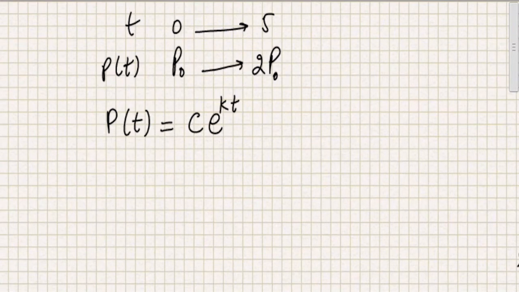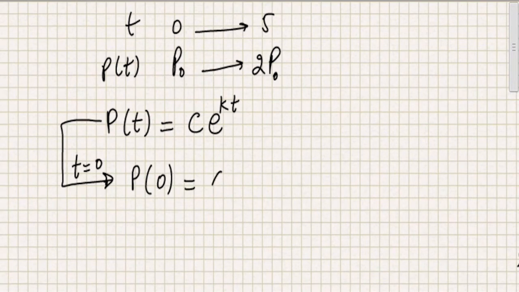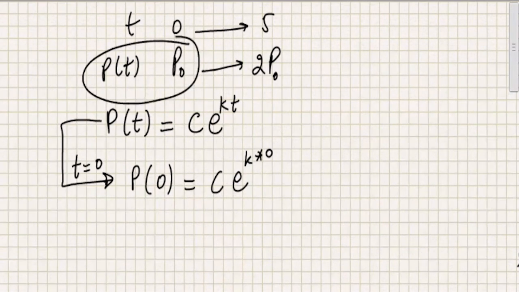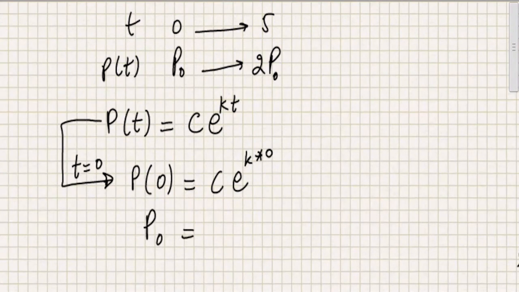So let's translate all of this equation for time t equal to 0. What do we get? We get P at time 0 equal to C e to the power k multiplied by 0. On the left hand side I can change P of 0 as P0, because we have already named the value of P at time equal to 0 as P0, and on the right hand side we get C. So we can say that we have got the value of the constant of integration, which is P0. This is the first finding.